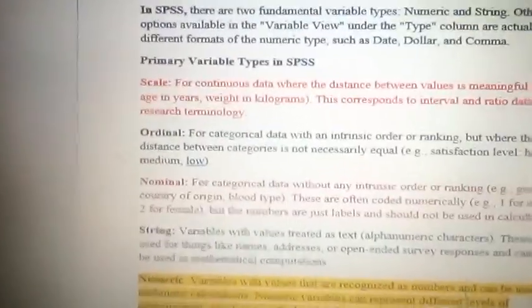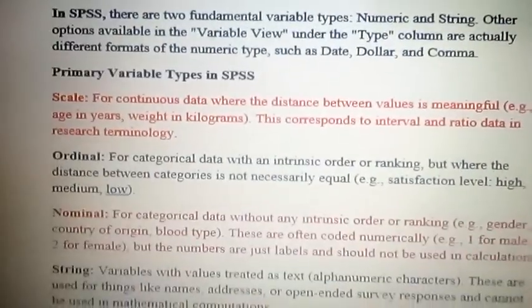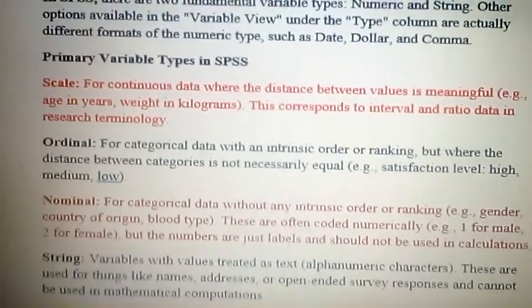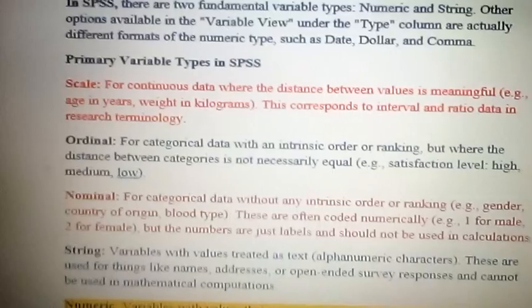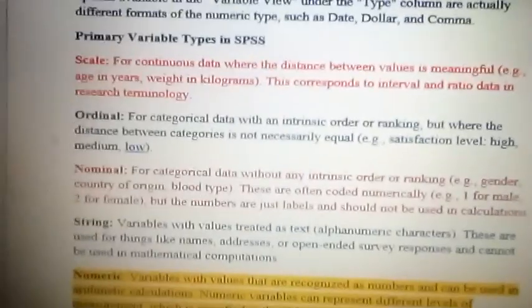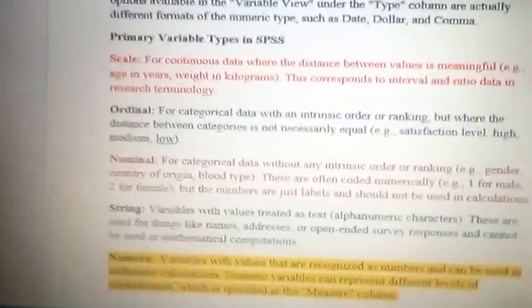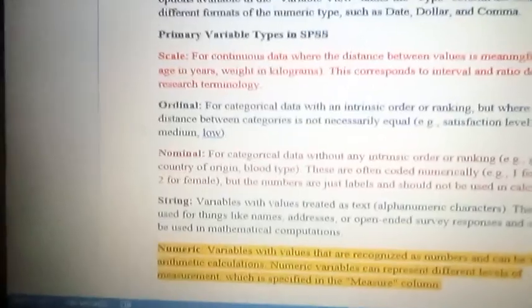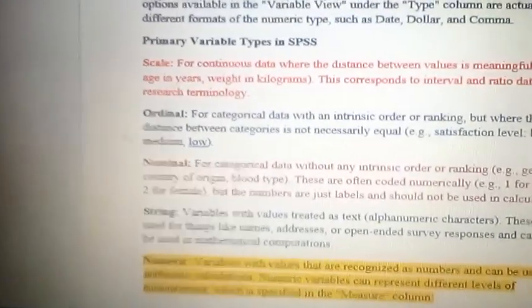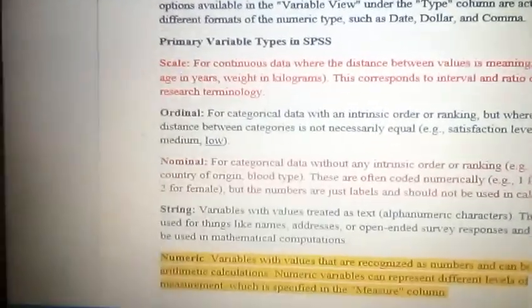So we have the primary variable types in SPSS. The first one is the scale variable. They said it is for continuous data where the distance between values is meaningful, e.g. age. We talk about age when you talk about scale measurement for variables. So a demographic variable like age in years, weight in kilograms, they are measured in scale.